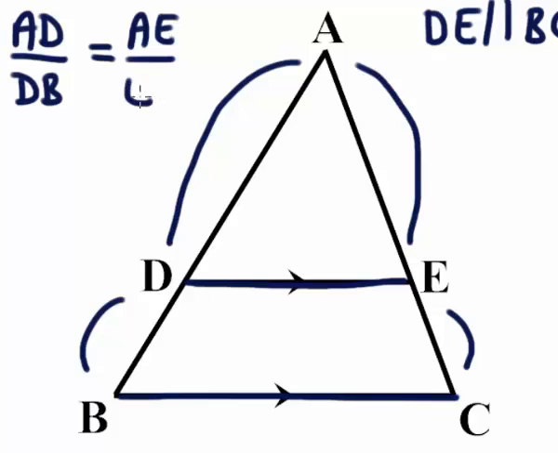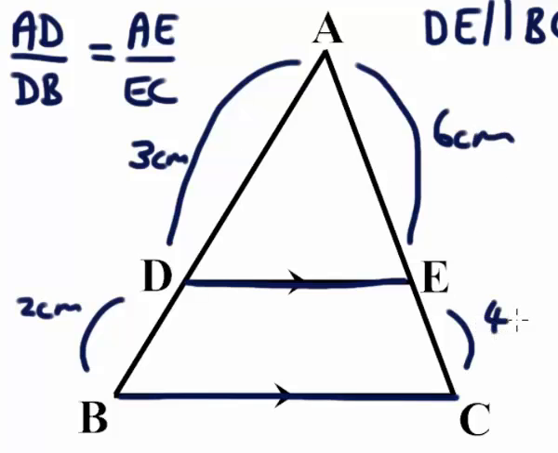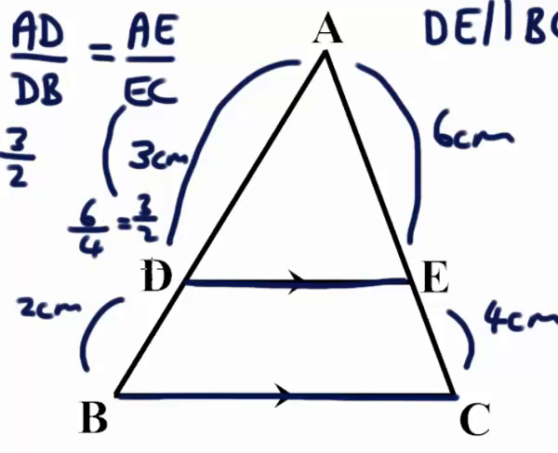AE over EC. A classical example of this would be, for example, if this was 3 centimeters, and there was 2 centimeters, and this is going to be 6 centimeters, and that's going to be 4 centimeters. You'll notice that AD over DB would be 3 centimeters over 2. AE over EC is 6 over 4. You see that there? Which is really the same as 3 over 2.